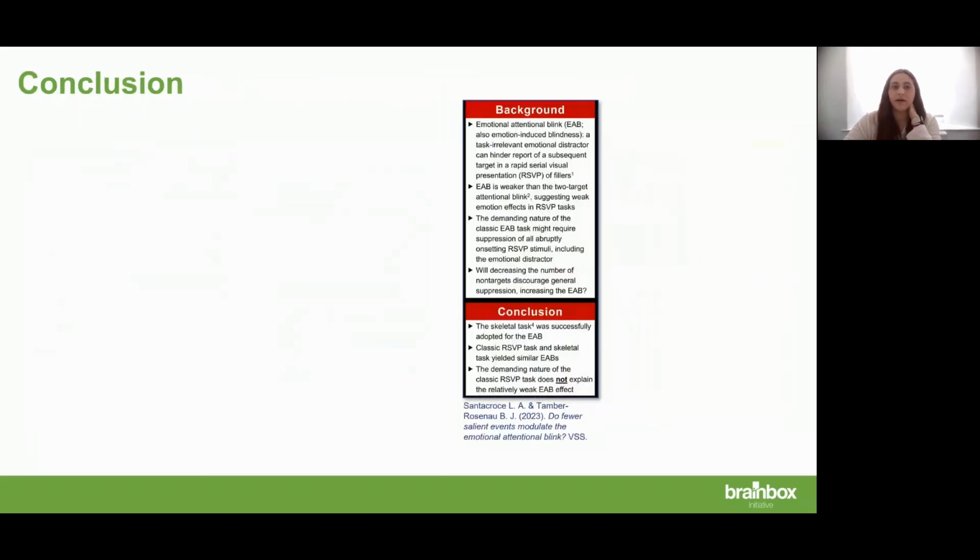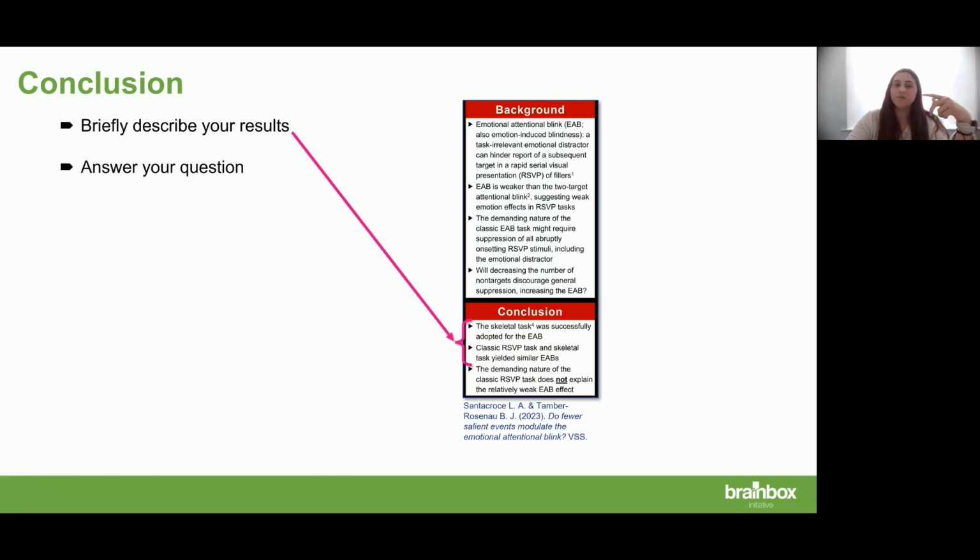And again, okay, so now the conclusion section. The conclusion should very briefly describe your results. So here, these first two, I successfully used this novel task for this common phenomenon, and they yielded similar results. There were no differences. Those were my two main takeaway points. So that was checked. I answered my question.